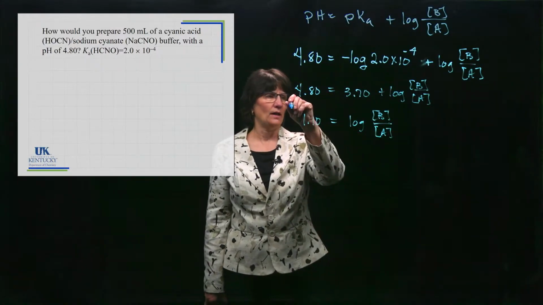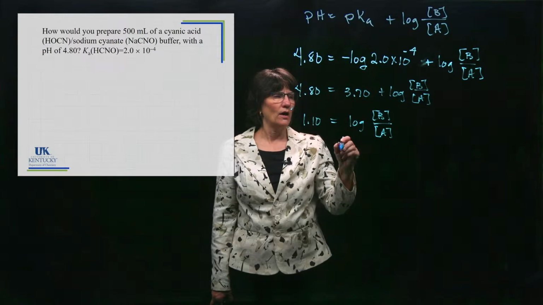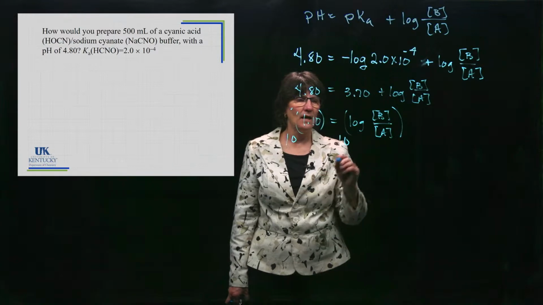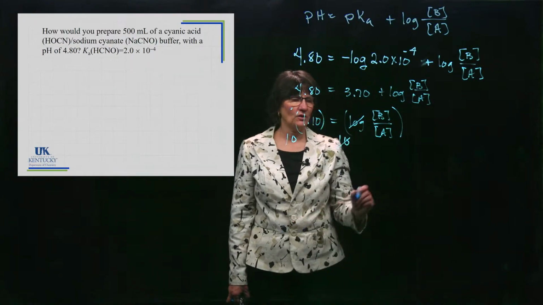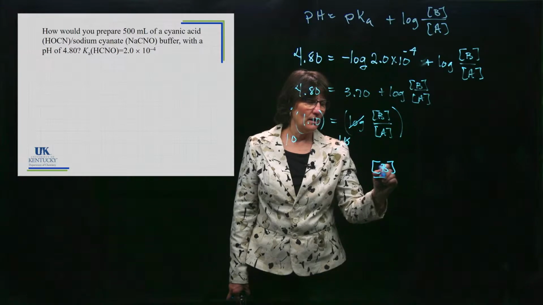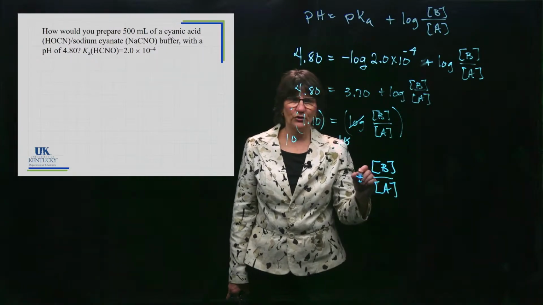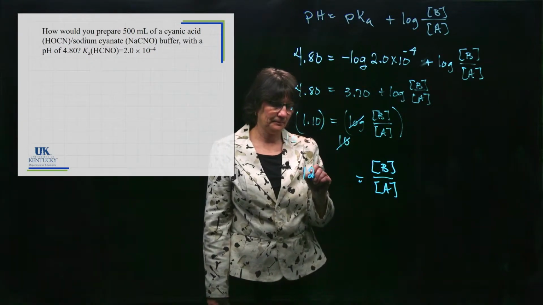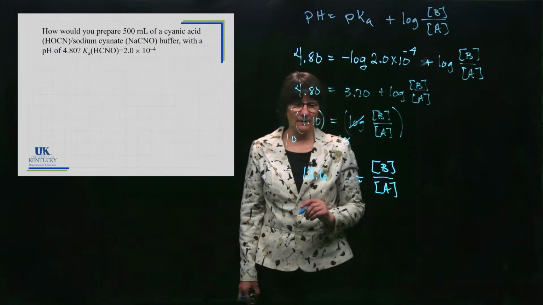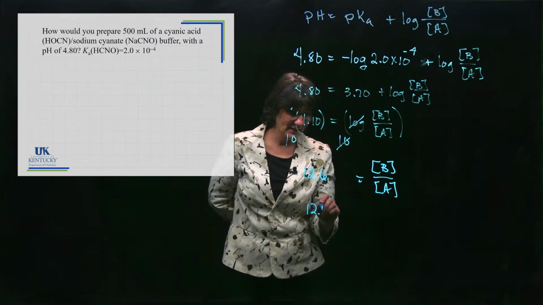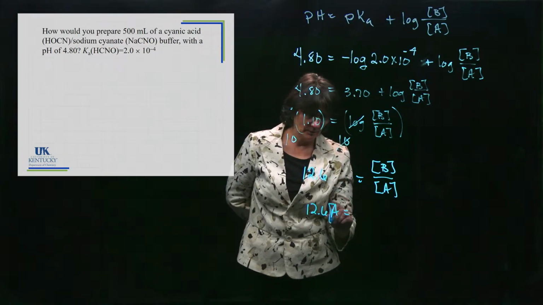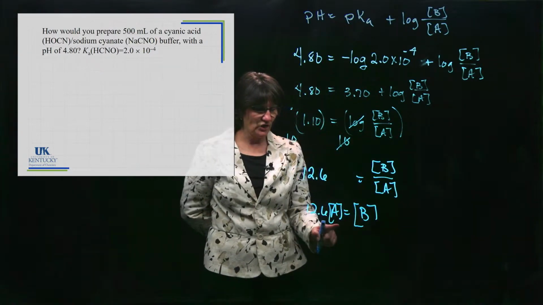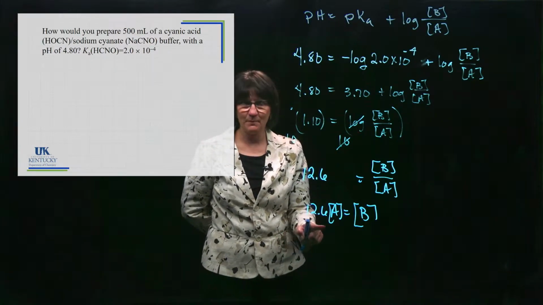okay? And now how do I get rid of that log? I take 10 to the value on both sides, okay? Because 10 and the log will cancel each other out, and I'll be left with B over A is equal to 10 to the 1.10, which is 12.6. What does that mean? Well, let's bring the A over here. 12.6A is equal to B. Whatever B is, concentration, A needs to be 12.6 times bigger than that.